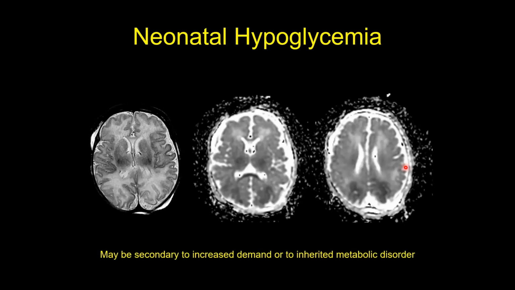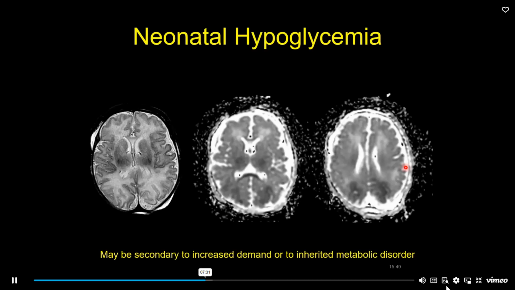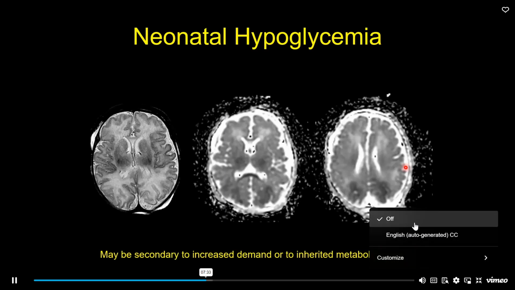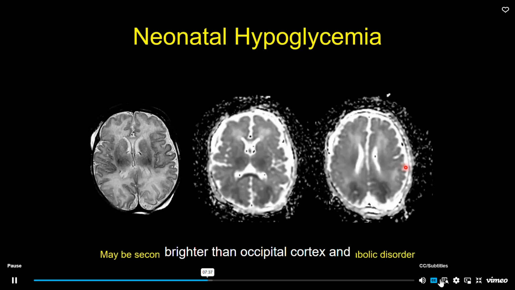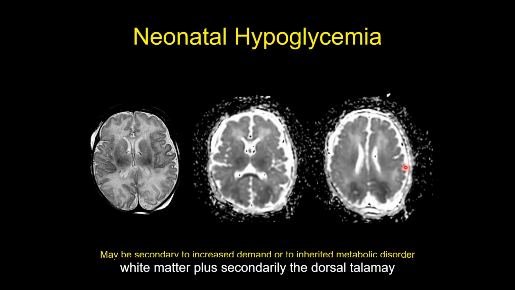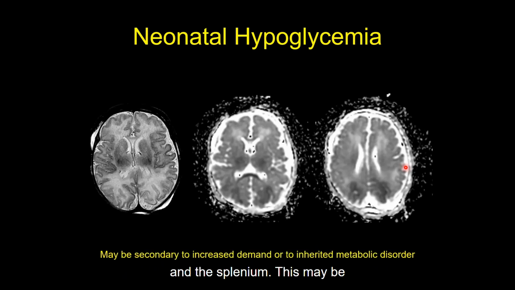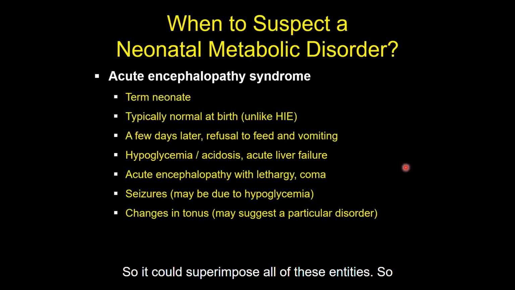The other pattern of injury that was shown in this meeting, and we should remember, is neonatal hypoglycemia with this predilection for the posterior, so parietal and occipital cortex and white matter, plus secondarily the corpus callosum and the splenium. This may be isolated. It may be in conjunction with hypoxic ischemic brain injury or with a neurometabolic disorder. So it could superimpose all of these entities.